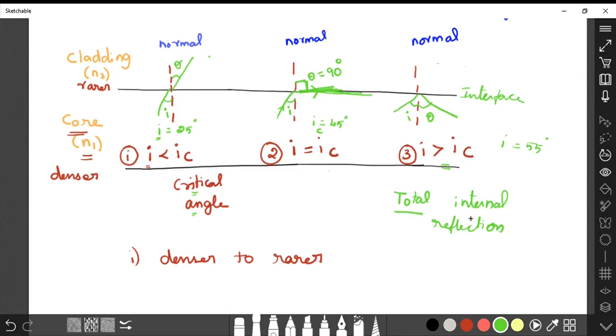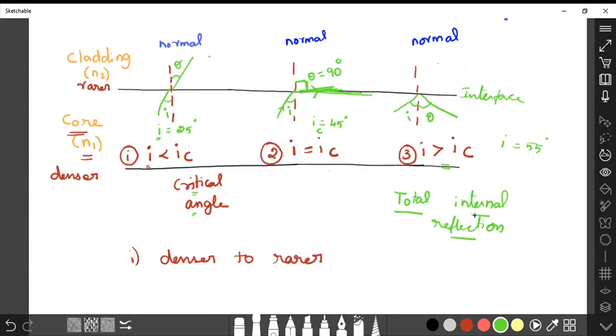So by using this, the light will pass only inside the core medium. By using these three conditions, we can understand how the light is confined only inside the core medium of the optical fiber. So now you understood these three conditions and how total internal reflection takes place. And what is the condition for total internal reflection?